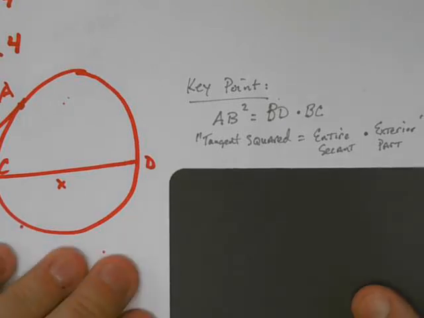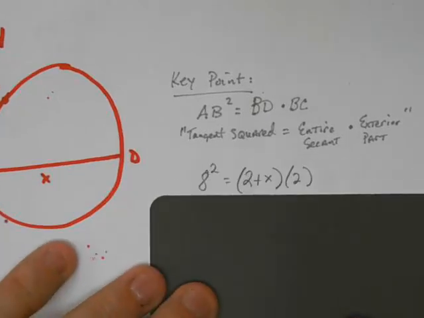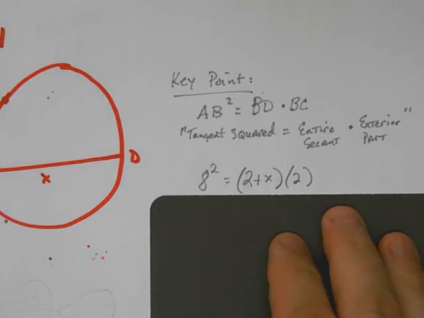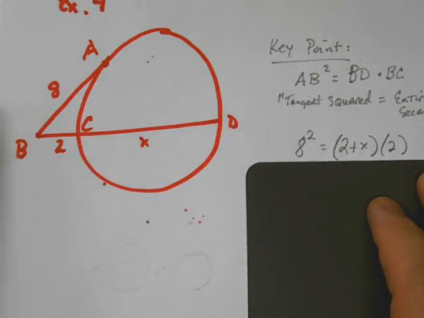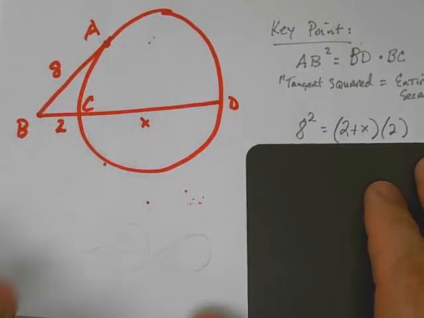All right, now let's substitute in. We have 8 squared is equal to 2 plus x times 2. That's with everything substituted in. Go ahead and solve for x.